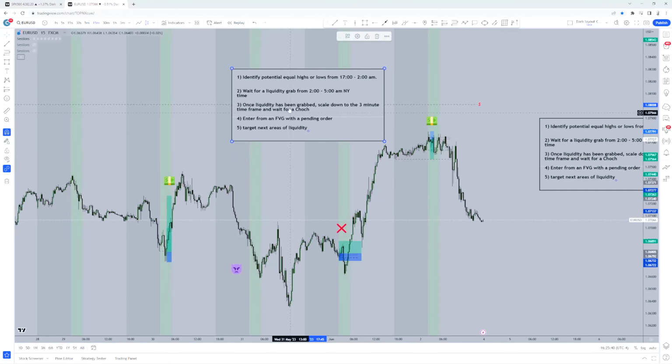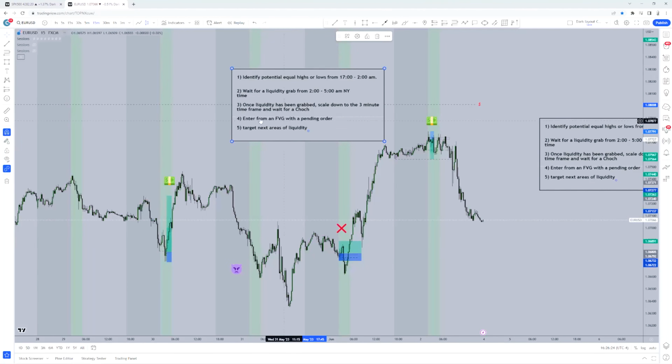So what you do again, identify potential equal highs or lows from 5 p.m. until 2 a.m. New York time. Wait for a liquidity grab from 2 to 5 a.m. New York time, or if you don't have equal highs or lows, wait for the highest point or the lowest point between 5 p.m. and 2 a.m. to be broken. Then scale down to the 3-minute time frame and wait for an impulsive change of character, which leaves a fair value gap.